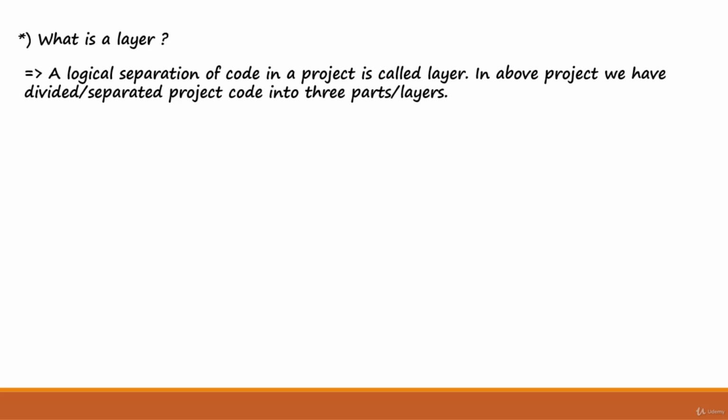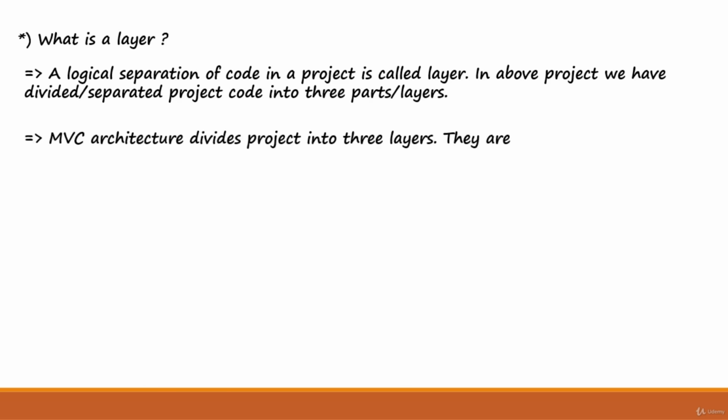Those terminologies are nothing but layer names. MVC architecture divides a project into three layers. They are, first, the model layer, second, the view layer, and third, the controller layer. The model layer is nothing but persistence logic. Whatever logic we write to use the database and to send data to the database comes under the model layer.